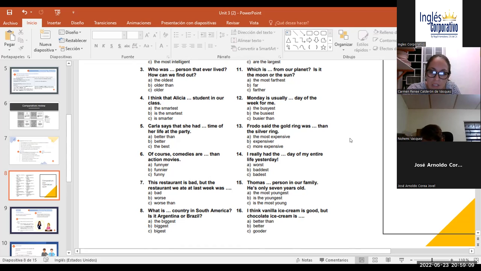Como lleva más de una sílaba, ¿verdad? Okay. Solo se le pone el more y se deja. Ah. Sí. Igual, ajá. Ok, sí. A ver, el 14.